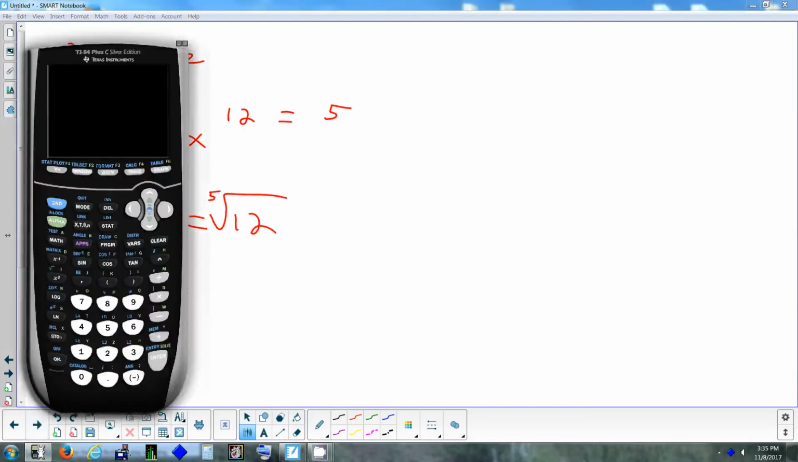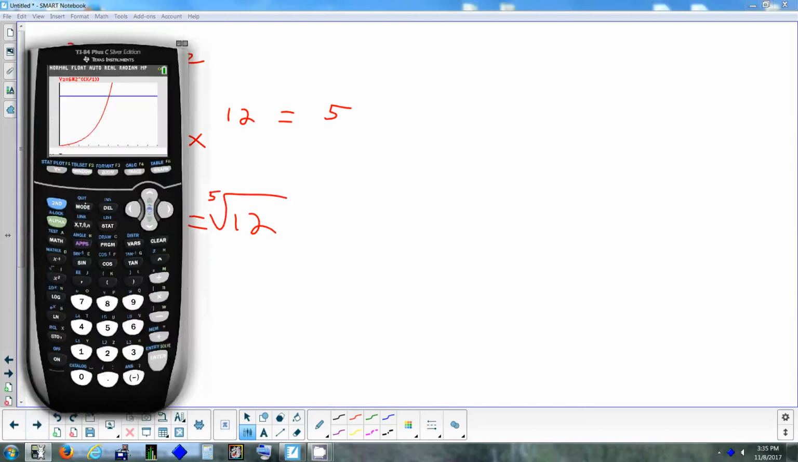Okay, so to type that in, start with your index, 5, then math, and the 5th option down is the xth root, and then it'll fill that in for the index, and then type in 12. Okay, so you should get about 1.2064.